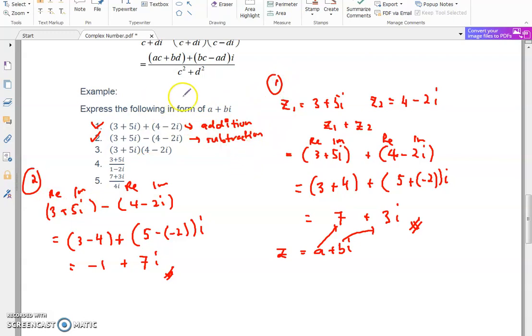Alright, so this is the way you deal with addition and subtraction. We are going to see exercises later. But before that, I will continue with the videos of multiplication and also division in a second video. Okay, thank you class.